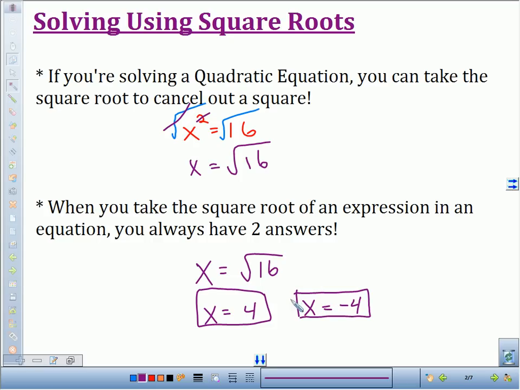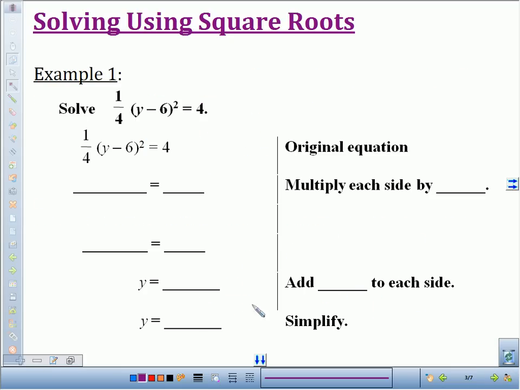So we need an easy way to write that, and we'll see what it is a little bit later on. But this is our basic idea. We can cancel out a square by using a square root, and when we take the square root in an equation, we should always have two answers, one positive and one negative. Alright, let's move on. Let's look at an example. For the most part, the things that we do in equations are the same regardless of whether we use square roots or not. Square roots are just another tool that we can use to solve equations.